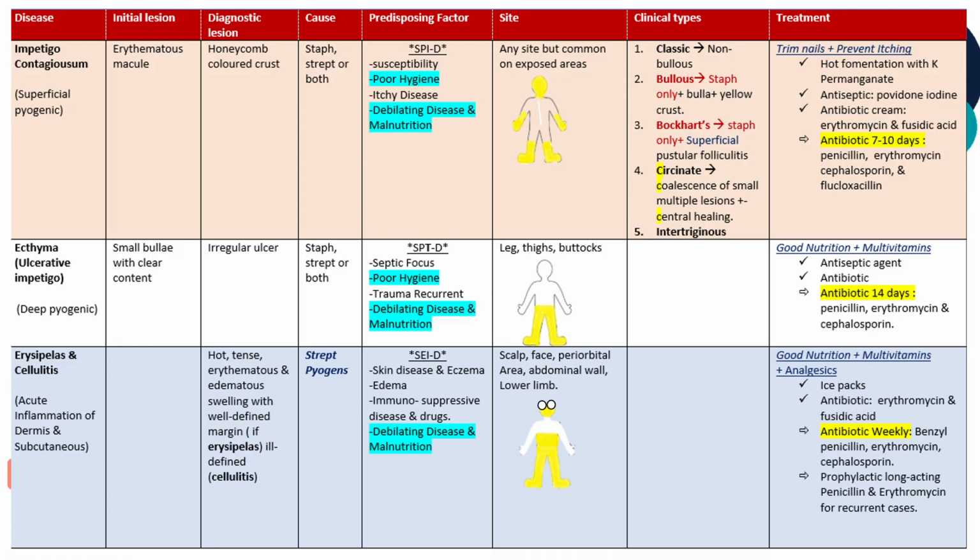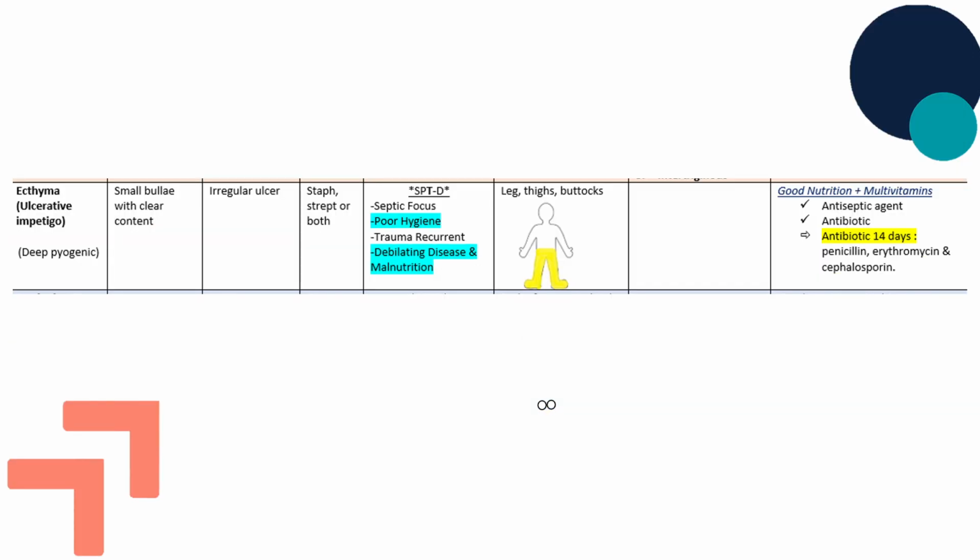Now, the next item in our table is ecthyma, and ecthyma is also named ulcerative impetigo. Why? Because it's a deep pyogenic infection, and deep because it crosses the basement membrane, and when it crosses the basement membrane, it heals with a scar, and the scar it forms is a form of ulcer. So it's pretty similar to impetigo, and the main difference is that it's a deeper infection which causes an ulcer.